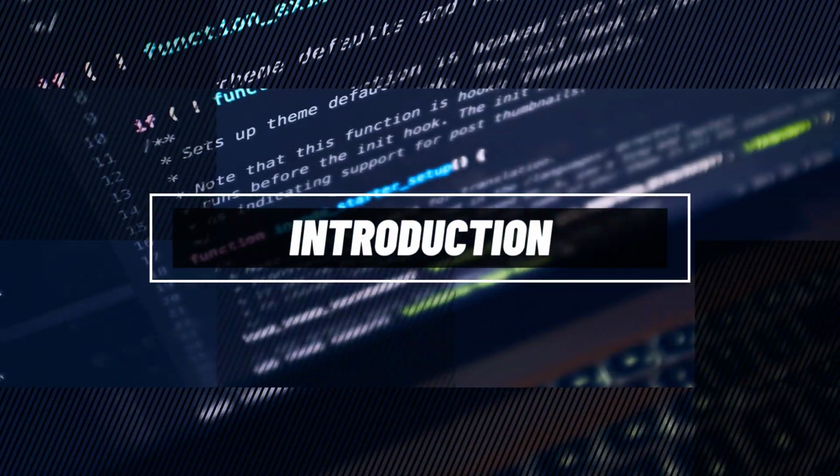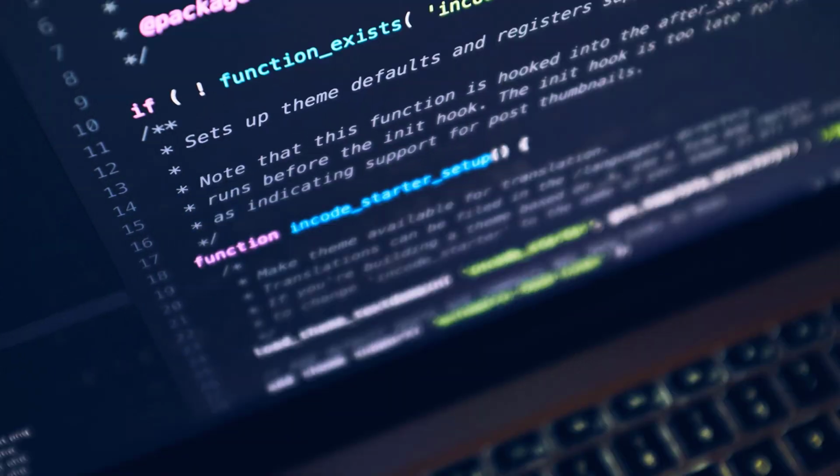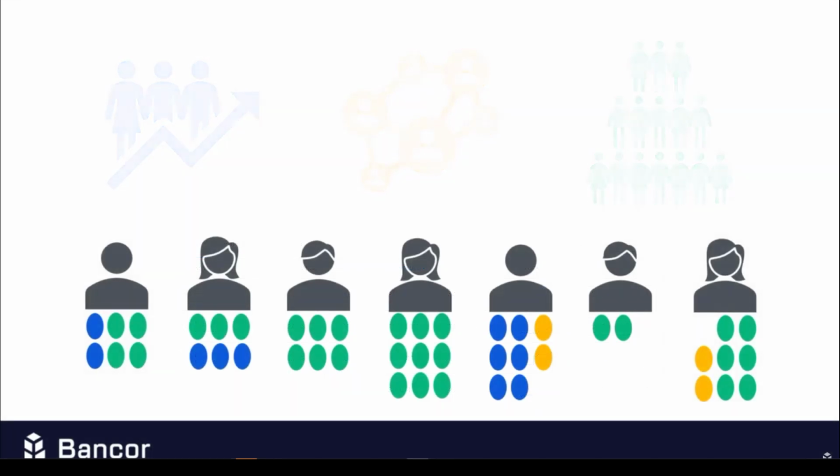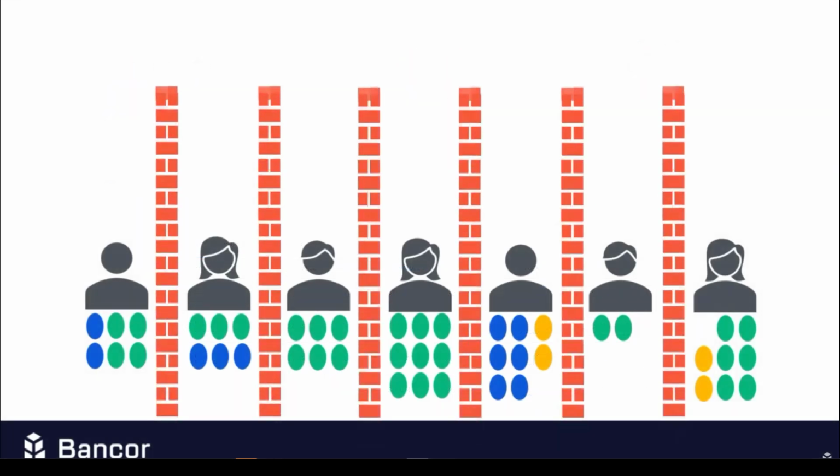All right, to begin with, let's talk about what Bancor exactly is. Bancor is a decentralized exchange protocol. Sometimes they refer to DEXs as liquidity protocols or automated market makers. And whenever you hear buzzwords like that, they're usually referring to a decentralized exchange. Bancor is unique in that, unlike other liquidity networks, it doesn't use an order book.